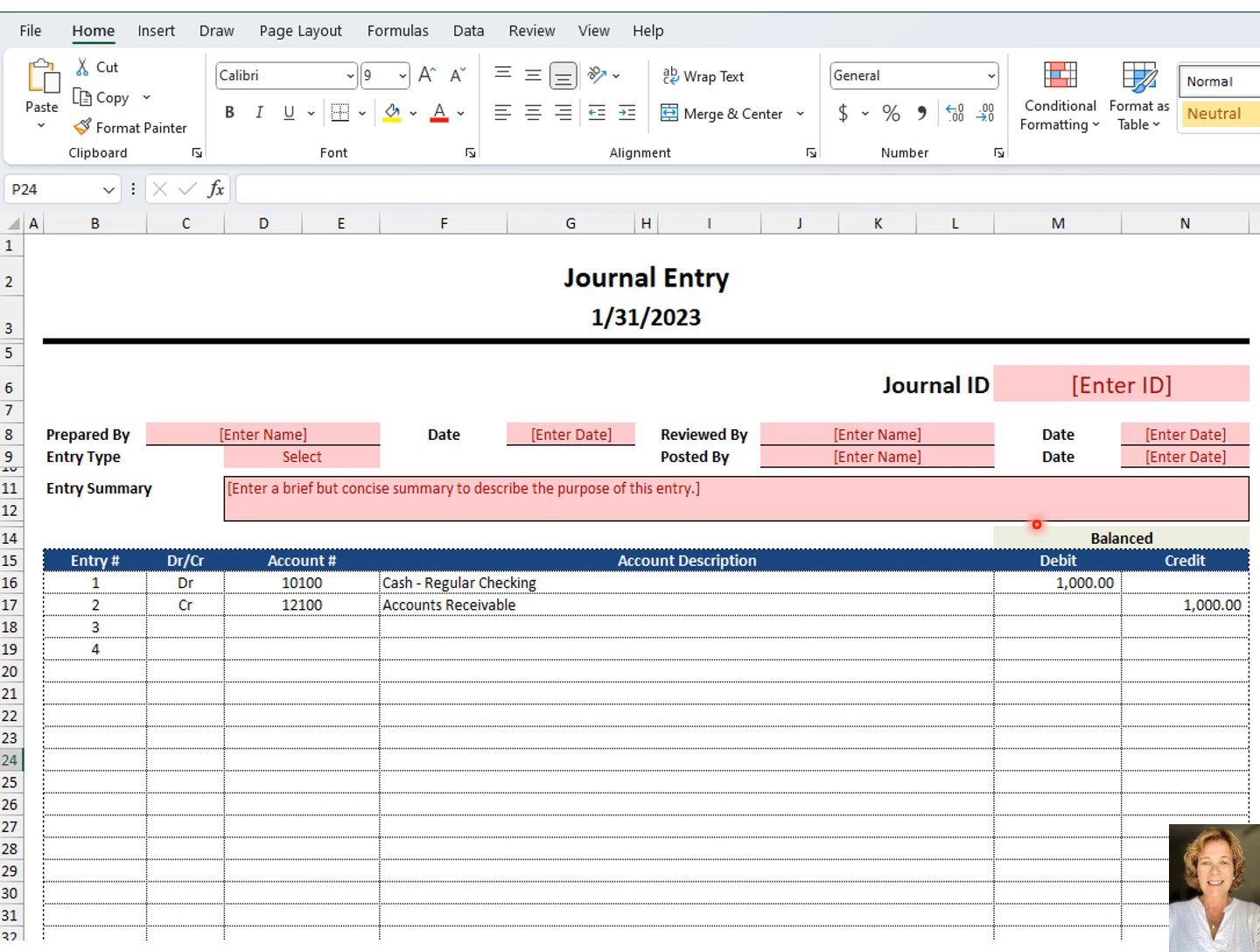Once the journal entry has been completed, the preparer would send it to the reviewer. And once the reviewer approves and enters their name and the date of the approval, the entry can be posted to the general ledger. Once the approval is complete, the entry can be posted to the general ledger.